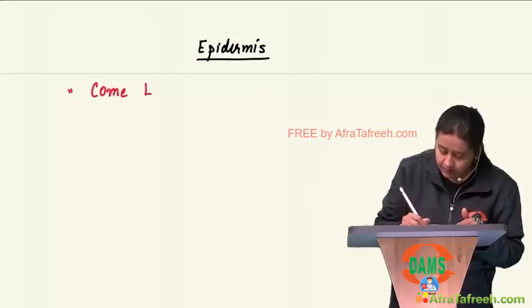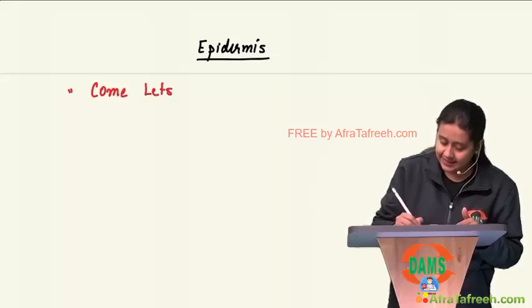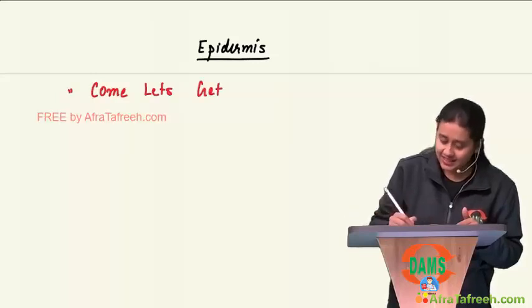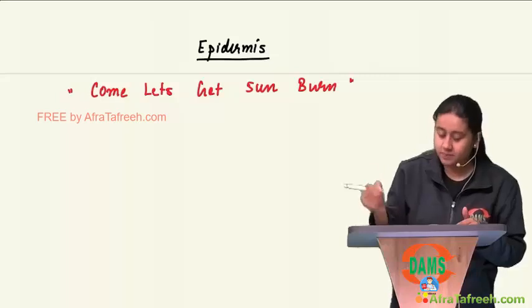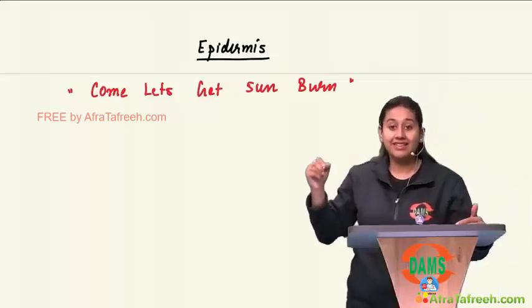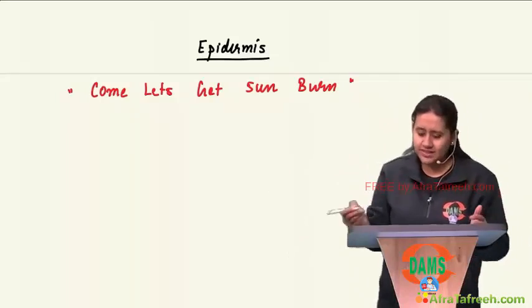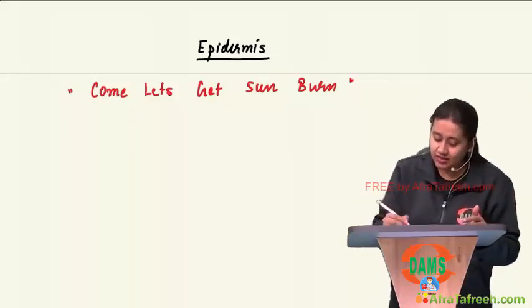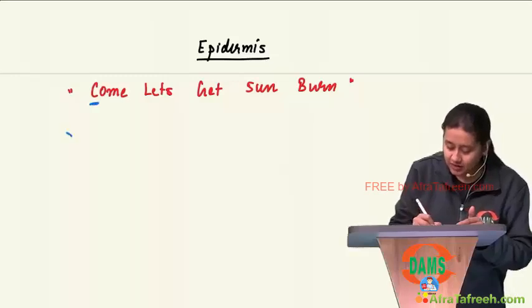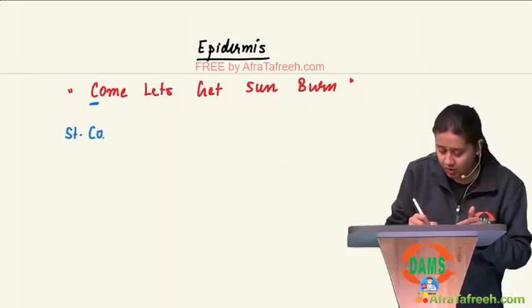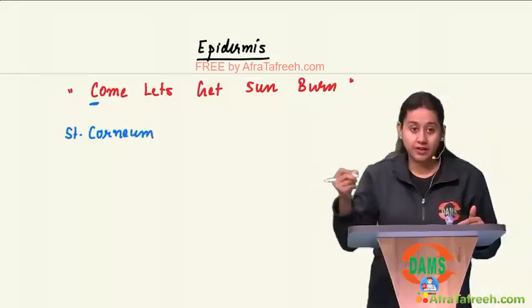Come, let's get sunburn. The mnemonic is come, let's get sunburn. Now what does it mean? This stands for the different layers of your epidermis. So C stands for stratum corneum.